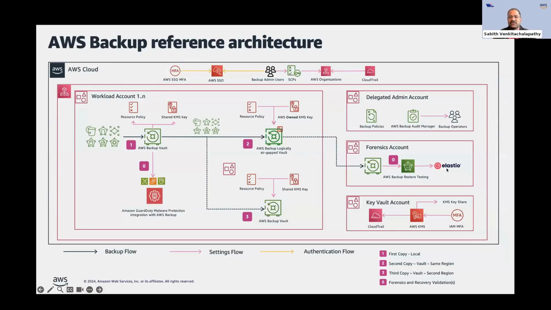And using partner solutions like Elastio, you would be able to scan the backups for any malware or ransomware, with integration with restore testing. But you can also see that AWS Backup natively integrates with Amazon GuardDuty, which means that malware protection provided by Amazon GuardDuty will be available for scanning the backups for EBS and S3 resource types. And then if you were to follow the principles of least privilege, you have got a delegated admin account and a key vault account.